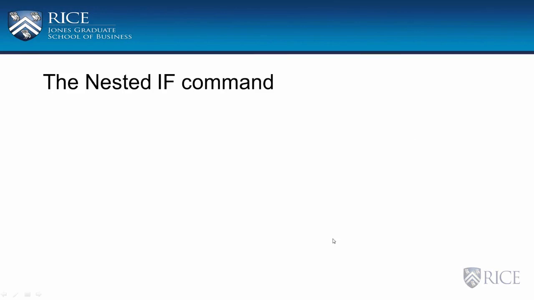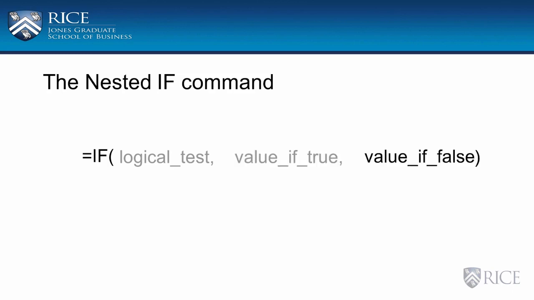So the nested if command uses the same syntax as the if command. It starts with equal to if, open parenthesis, then the logical test that you wish to test. Then based on that test, if that test is true, what value do you want to put? Value if true, a comma, and then the third input is the value that you wish to put if that logical test is false.